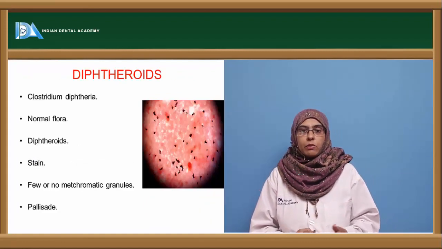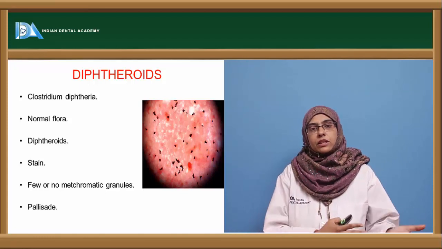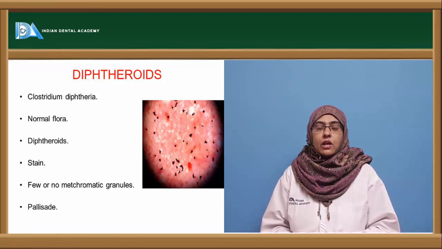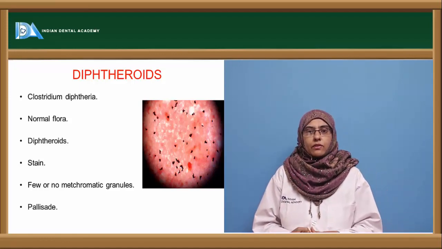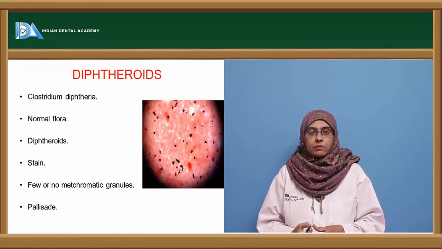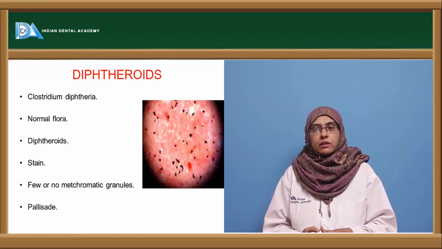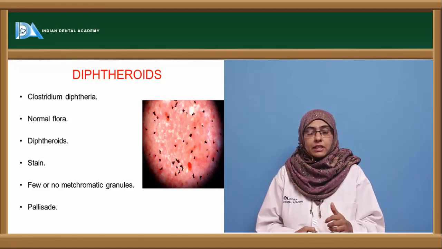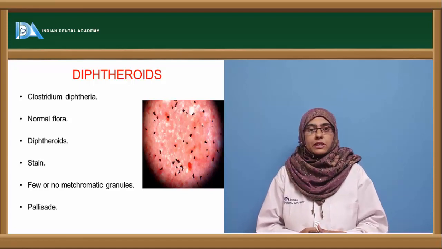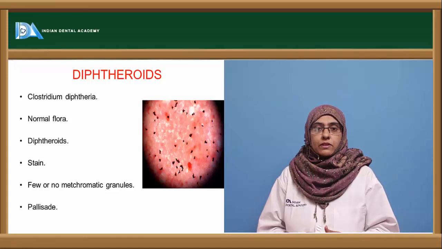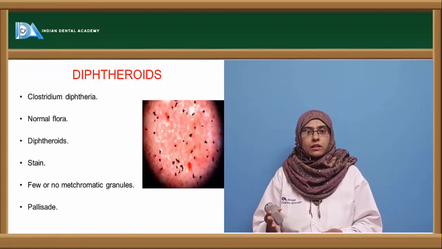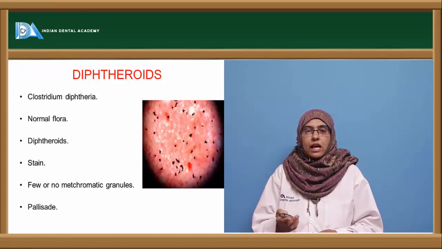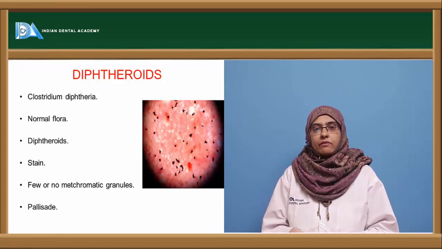Coming to another important group of organisms that resemble diphtheria are the diphtheroids. These organisms show a structural similarity with Corynebacterium diphtheriae, and hence they are called diphtheroids. They are normal flora of the mouth, skin, or the human body, and they show typical characteristics similar to Corynebacterium, but they stain uniformly, whereas Corynebacterium species stain irregularly because of the presence of granules. Diphtheroids have few or no metachromatic granules, and they are usually arranged in palisade but not in Chinese-letter form.